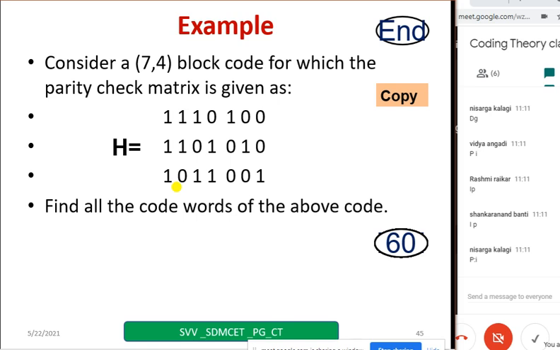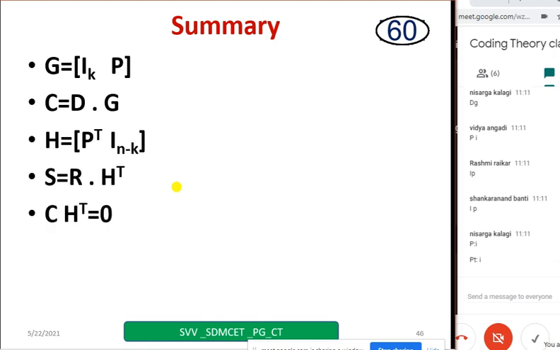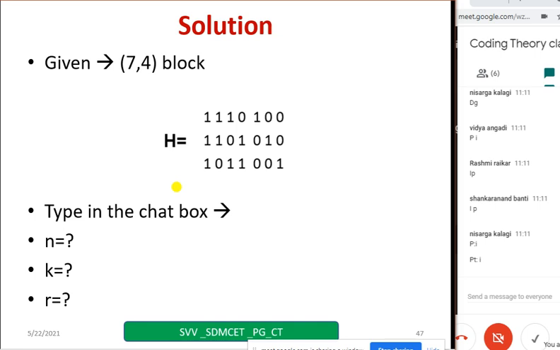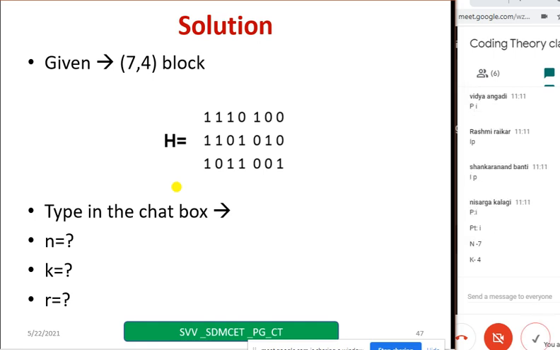So from that I can get a P, and this is a summary you have to remember, you have to recall always. And from this H is given, and now from this, can you say what is N equal to, K equal to, R equal to? I want you to type in the chat box. N equal to 7, correct, Nisarga. And K equal to 4, this is also correct. And R equal to is nothing but N minus K.